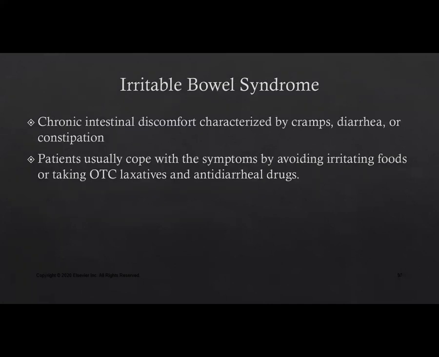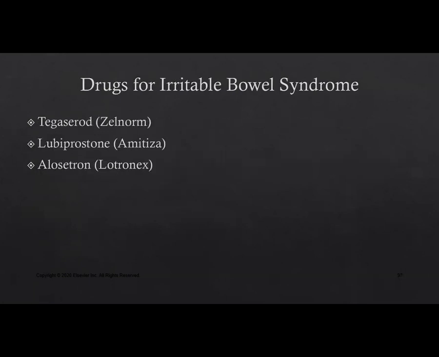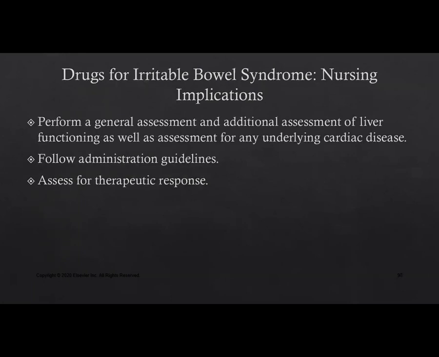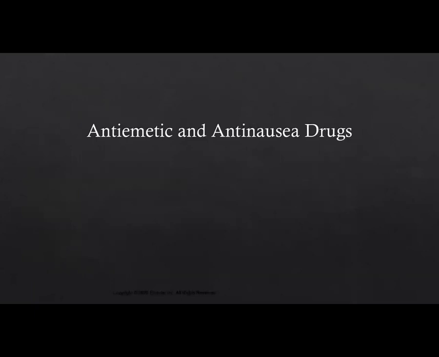So irritable bowel syndrome is chronic intestinal discomfort, which is usually seen as cramps, diarrhea, or constipation. Usually they can control their symptoms by just avoiding irritating food or taking over-the-counter laxatives and antidiarrheal drugs. Some of the drugs are tegaserod, lubiprostone, or alosetron. So nursing implications: you just want to perform a general assessment, follow administration guidelines, and assess for that therapeutic response.